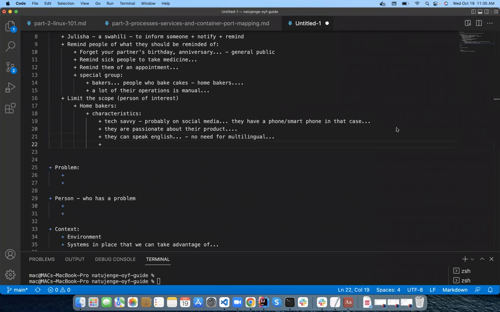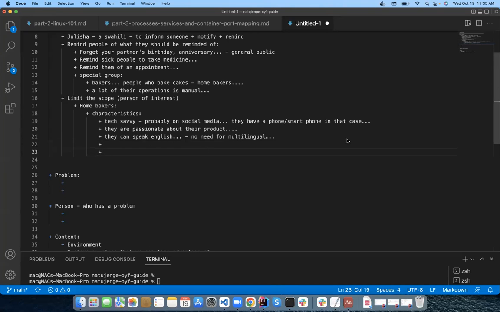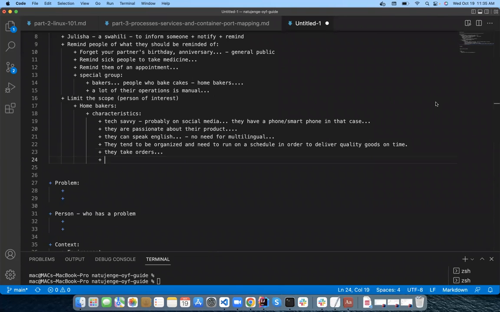They tend to be organized and need to run on a schedule in order to deliver quality goods in time. So that's another thing that Barongo has mentioned, that they tend to be organized and need to run on a schedule. Yeah, so they need a tool that could help them in organization. Would that be the case, Barongo? Can I put it like that? Yeah, you can. Okay, they take orders. They love feedback.